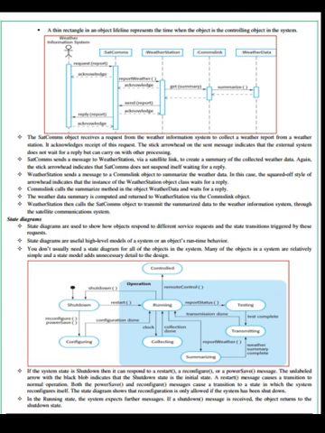State diagrams are used to show how objects respond to different service requests and state transitions triggered by these requests. State diagrams are useful high-level models of a system or an object's runtime behavior. You don't usually need a state diagram for all of the objects in the system. Many of the objects in the system are relatively simple and a state model adds unnecessary detail to the design. See the figure.